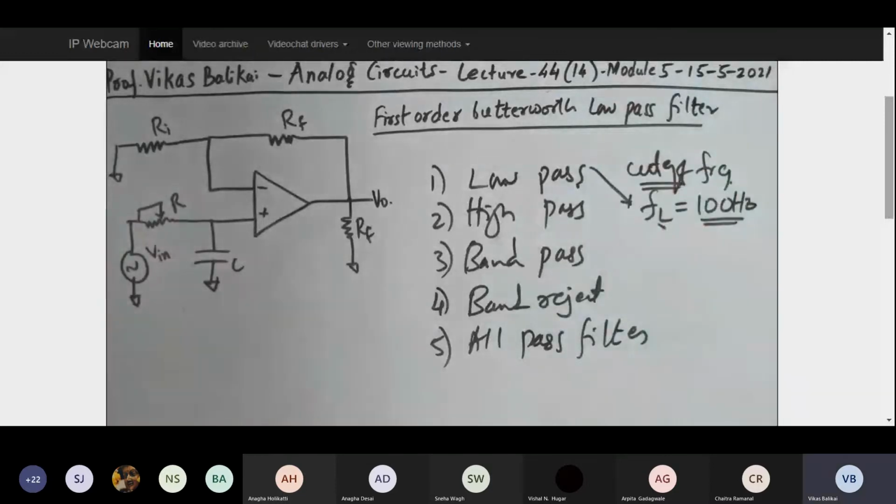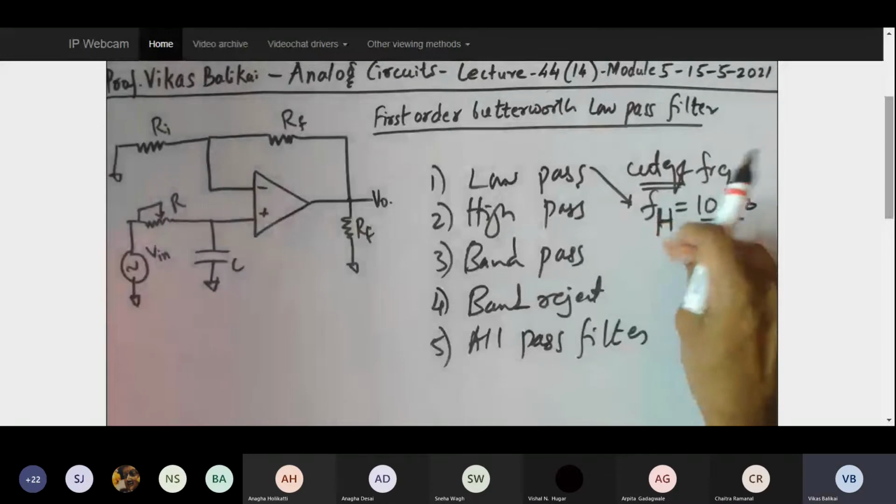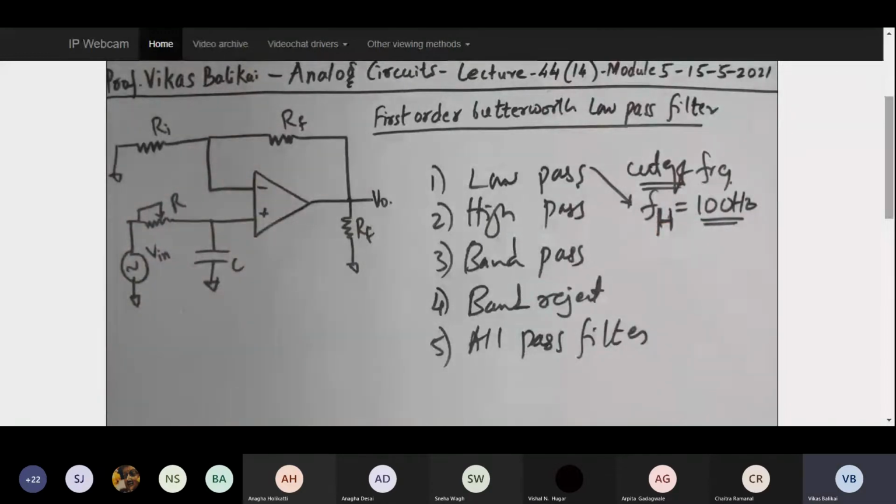The same thing is applicable for high pass. Exactly the reverse is going to happen. In the high pass filter, I'm going to allow those signals which have frequencies more than FH, the cutoff frequency of the high pass filter. So for the high pass filter, if we set the cutoff frequency at 100 hertz, I'm going to allow frequencies higher than 100 hertz. Then what about the band pass filter?